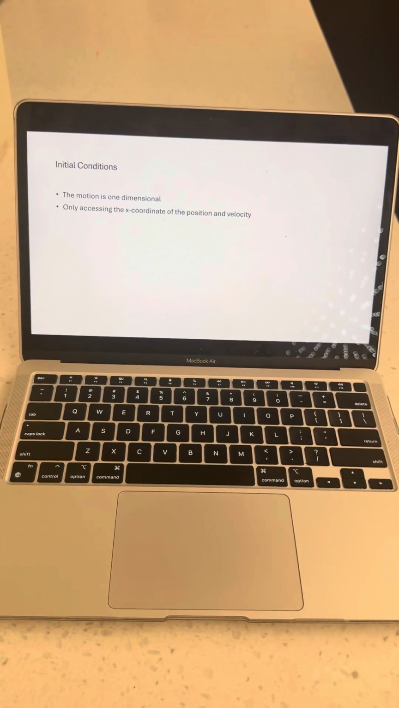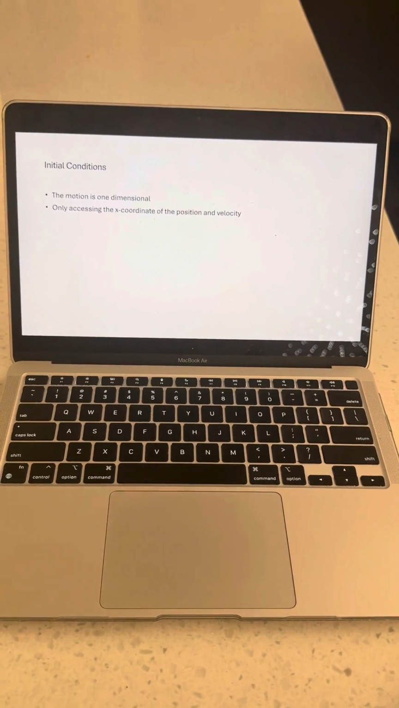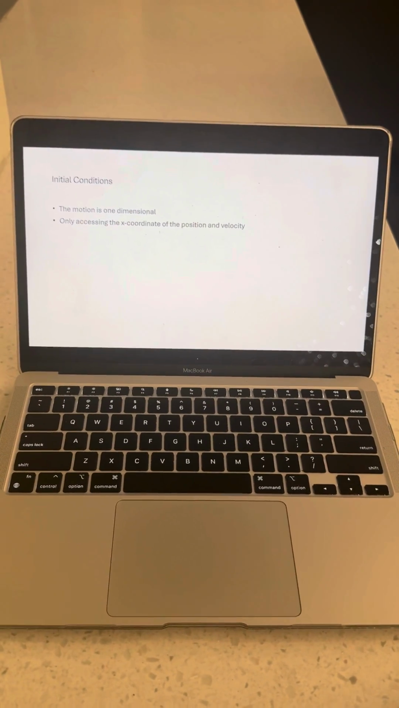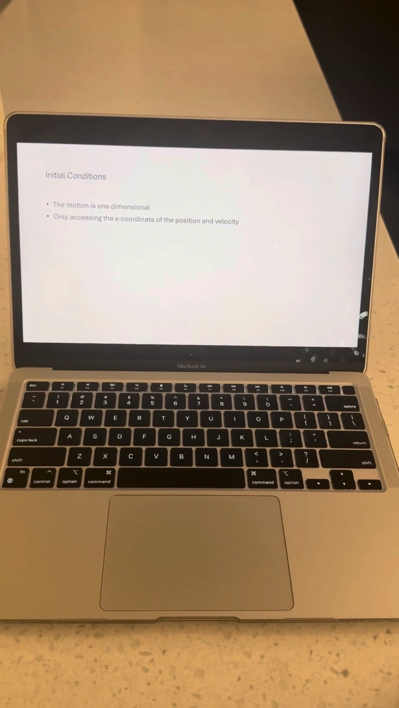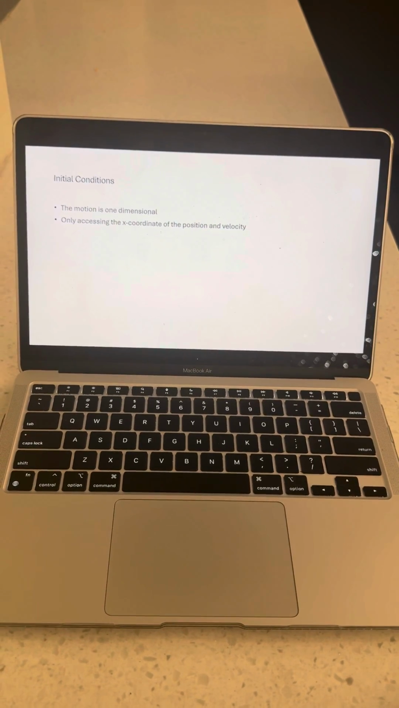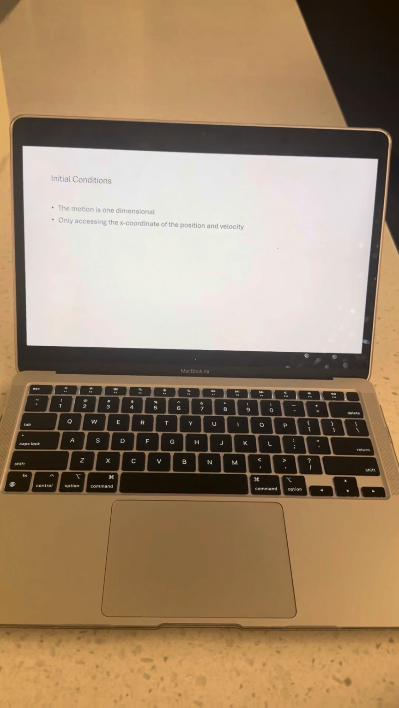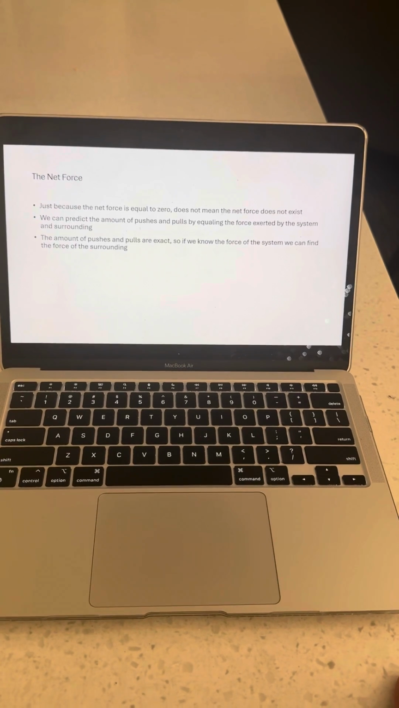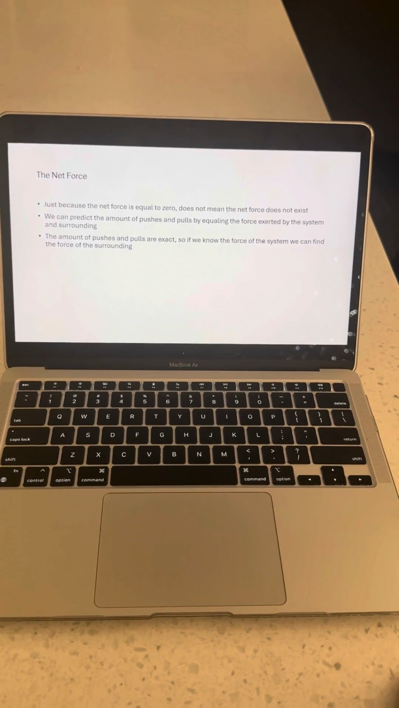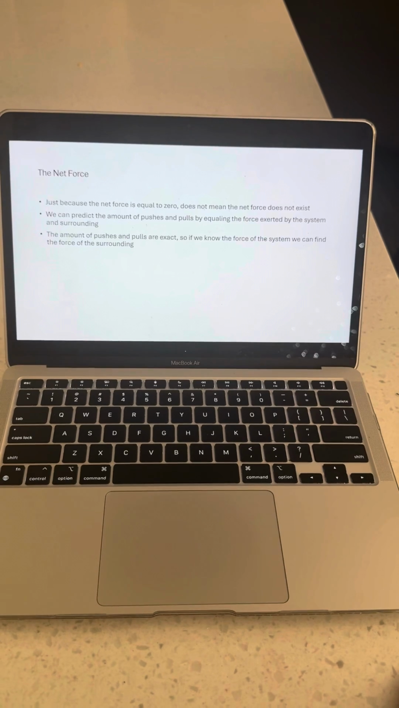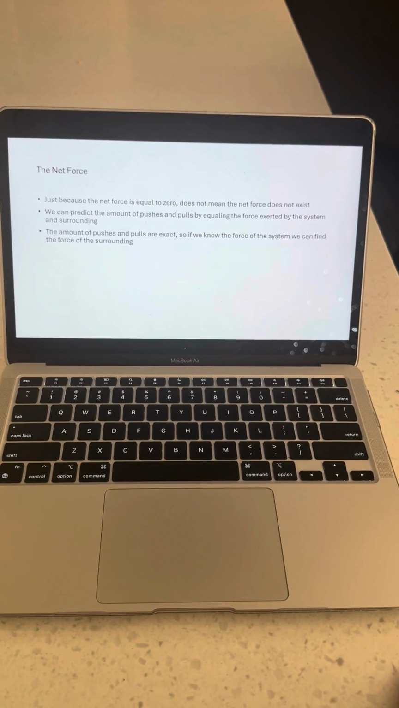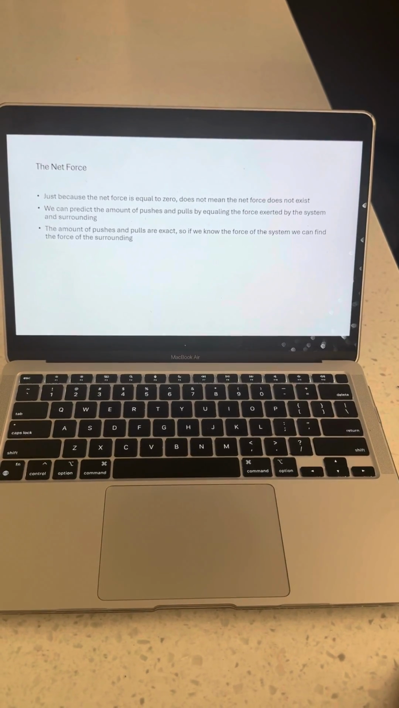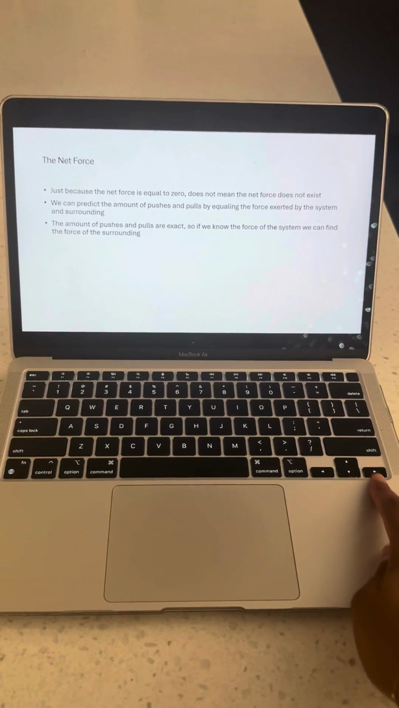And the initial conditions of the experiment are: the motion is one-dimensional, meaning only the x-coordinate is being assessed in this scenario, and only the x-coordinate of the position and velocity is accessed when referencing the code or the formulas used for the problem. Now, just because the net force is equal to 0 does not mean the net force does not exist. We can predict the amount of pushes and pulls by equating the force exerted by the system and surroundings. The amount of pushes and pulls are exact, so if we know the force of the system, we can find the force of the surroundings.